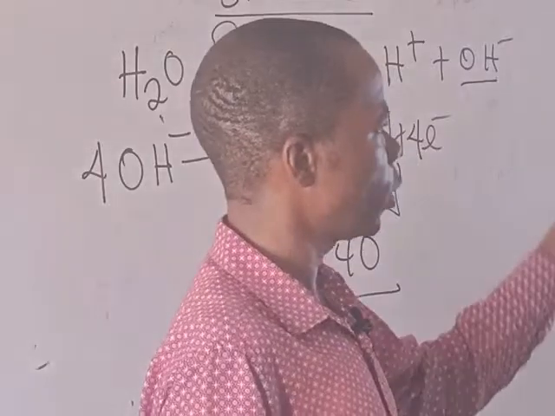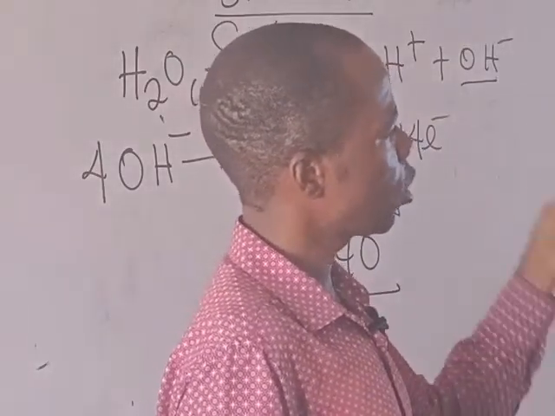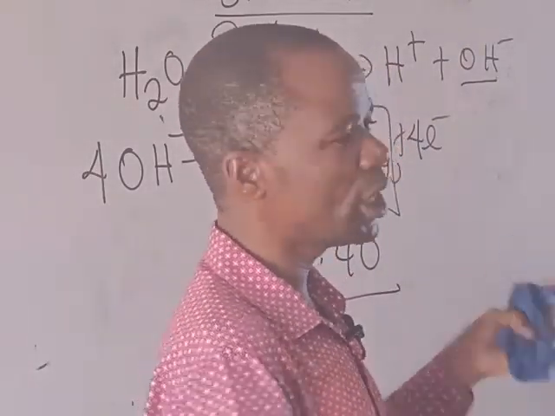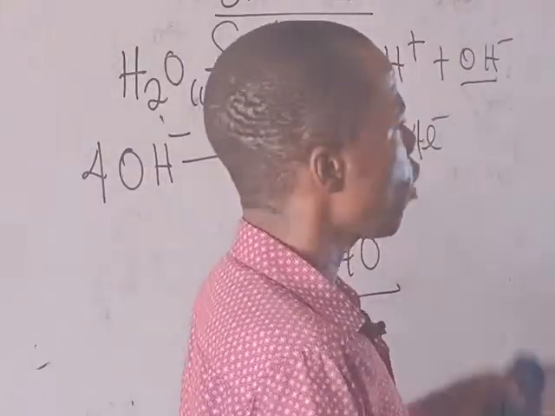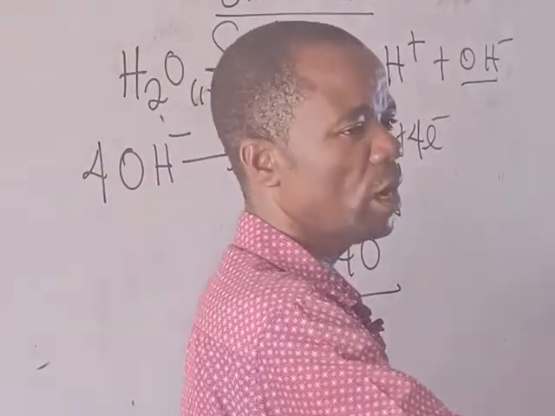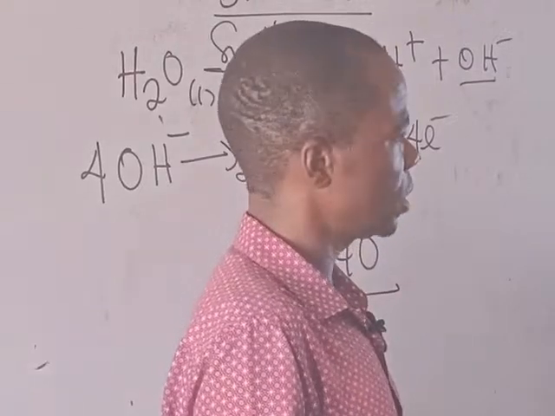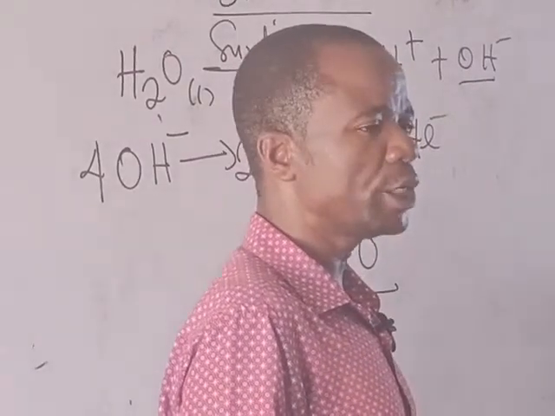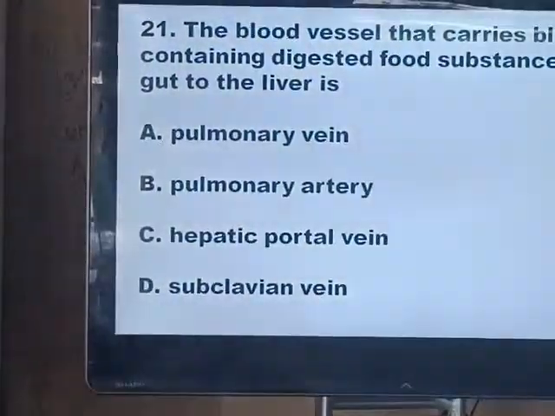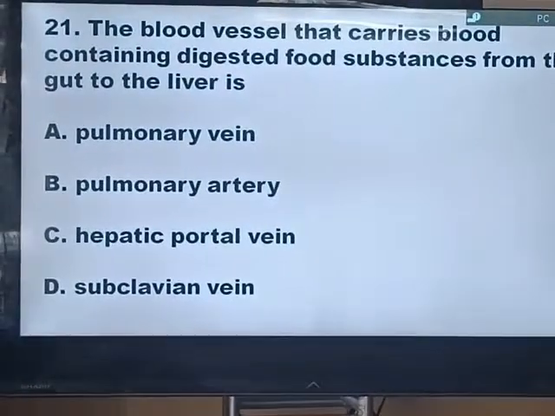It could be that the blood vessel that carries blood containing digestible substances from the alimentary canal to the liver, or from the ileum to the liver, or from the small intestine to the liver. In all of them, we are talking about the same thing. And the correct answer is going to be HPV, which stands for hepatic portal vein.